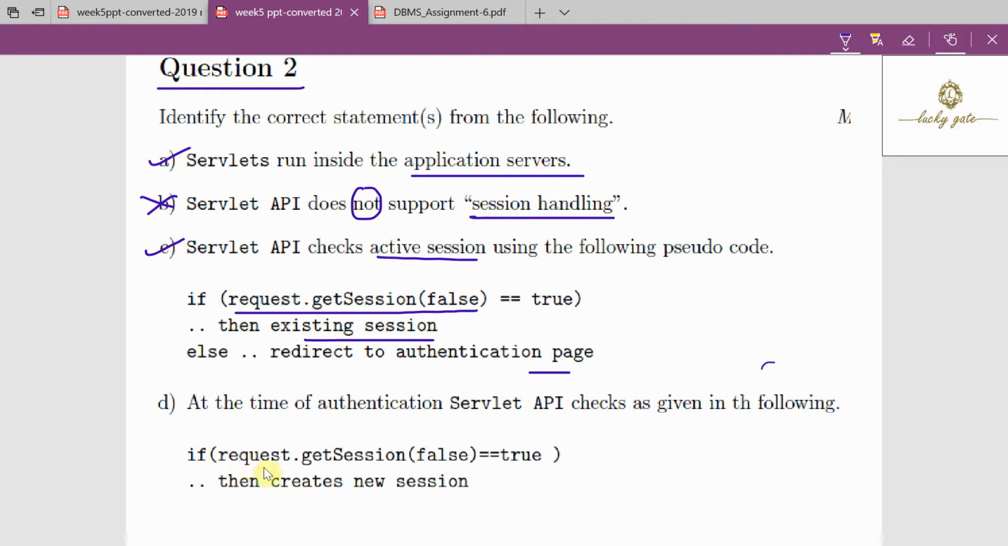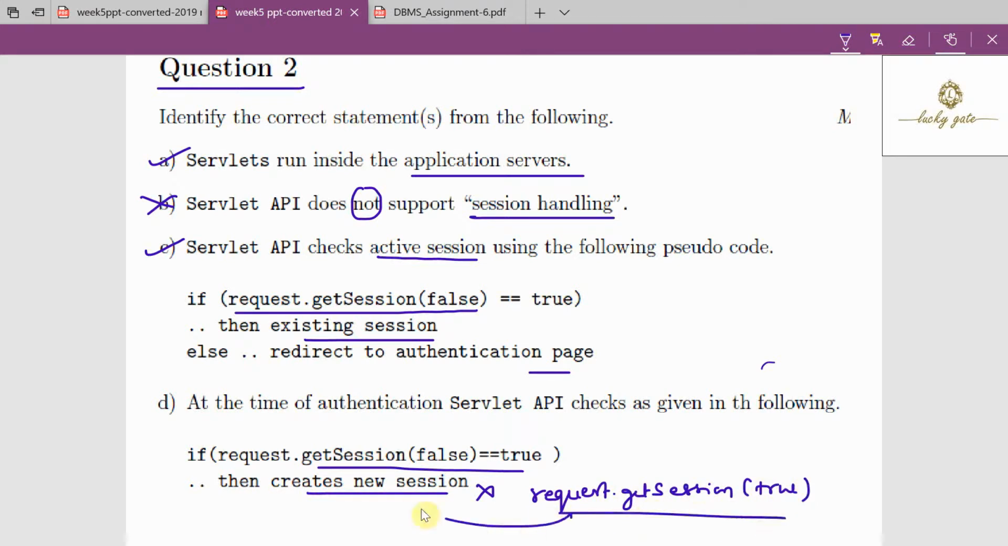And option D given, if request.getSession(false) equal to true, then creates a new session. It is wrong. Why? Because to create a new session we have to use request.getSession(true). This will create the new session, but request.getSession(false) returns the existing session. That's why option D is incorrect, option C is correct. And answer for question number 2 is both option A and option C.